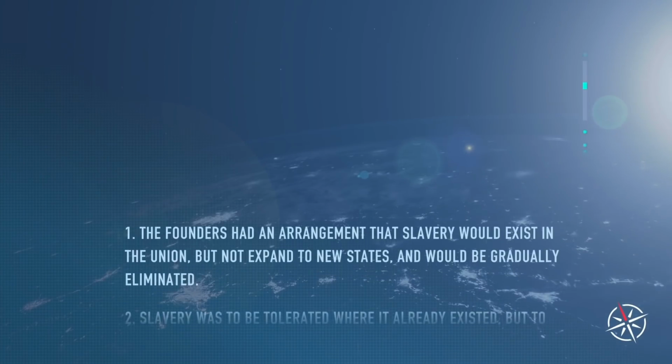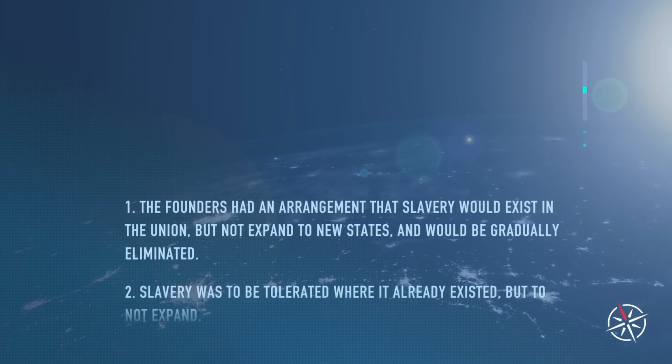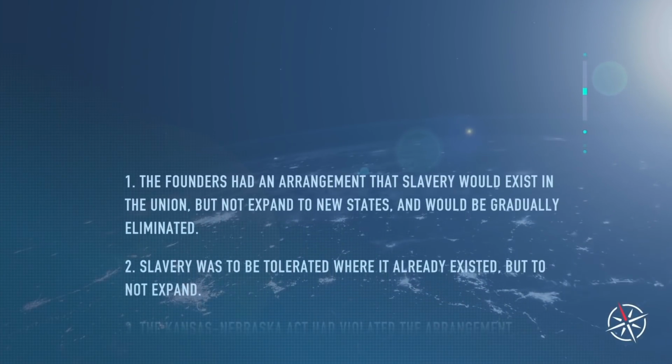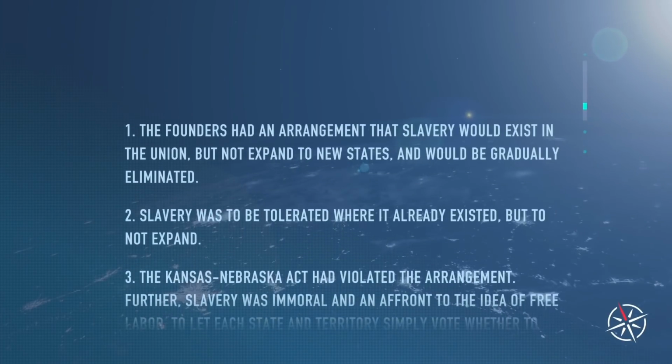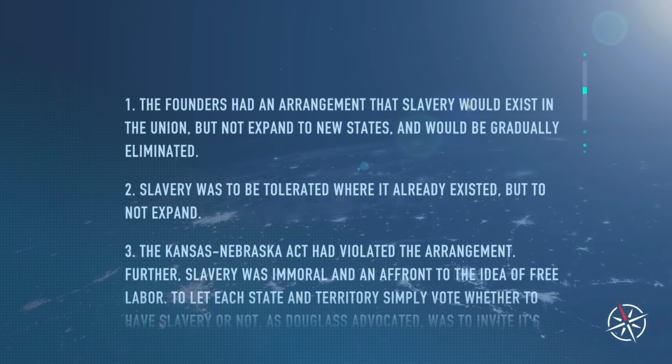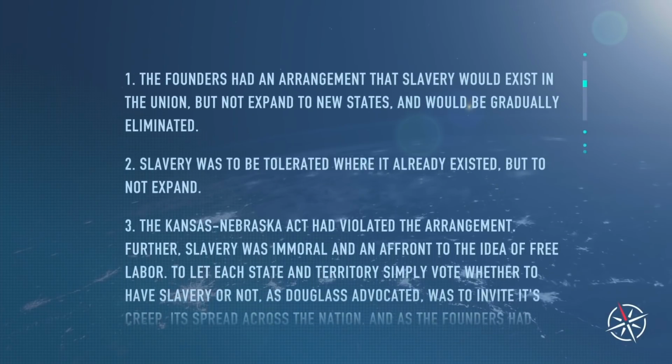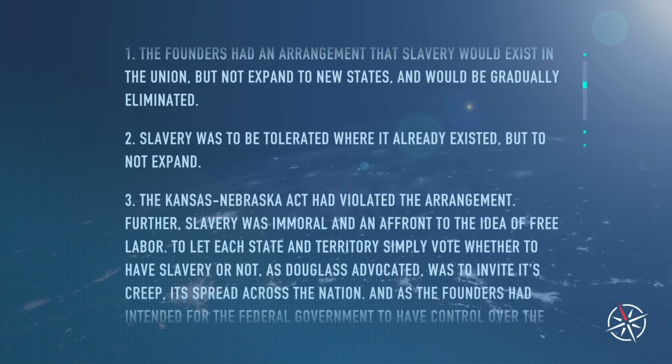Lincoln's position went roughly like this. The founders had an arrangement that slavery would exist in the Union, but not expand to new states, and would be gradually eliminated. Slavery was to be tolerated where it already existed, but to not expand. The Kansas-Nebraska Act had violated the arrangement.